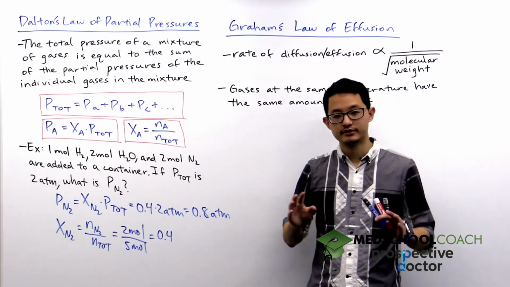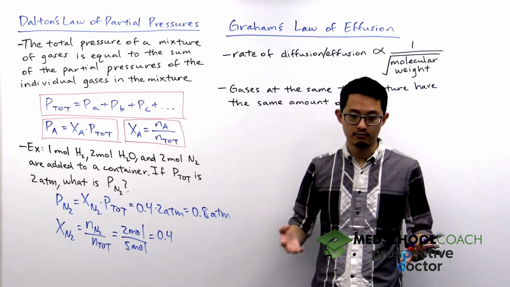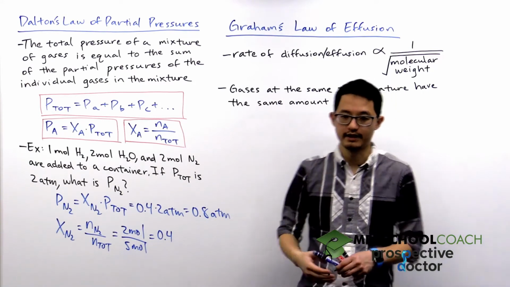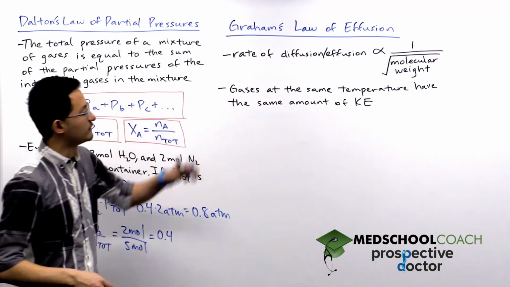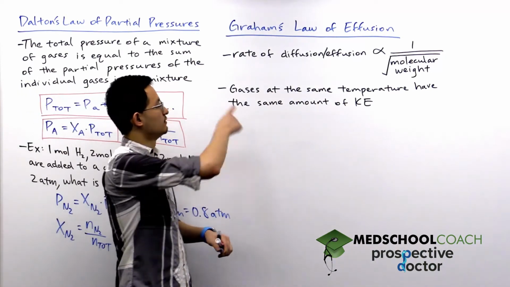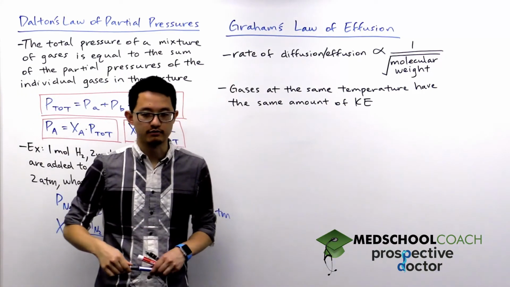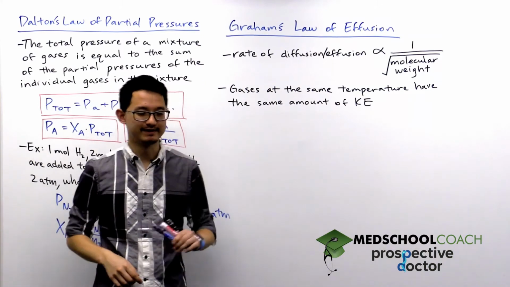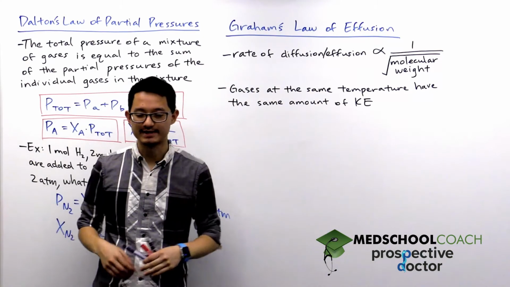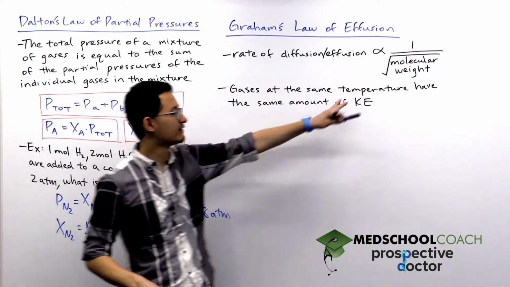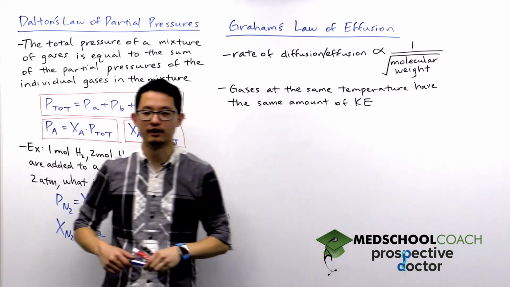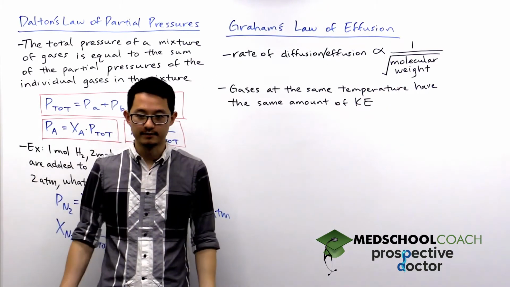Okay, so now that we know how Dalton's Law of Partial Pressures works, let's take a look at Graham's Law of Effusion. So the main takeaway from Graham's Law of Effusion is that the rate of diffusion/effusion of a gas is inversely proportional to the square root of its molecular weight.